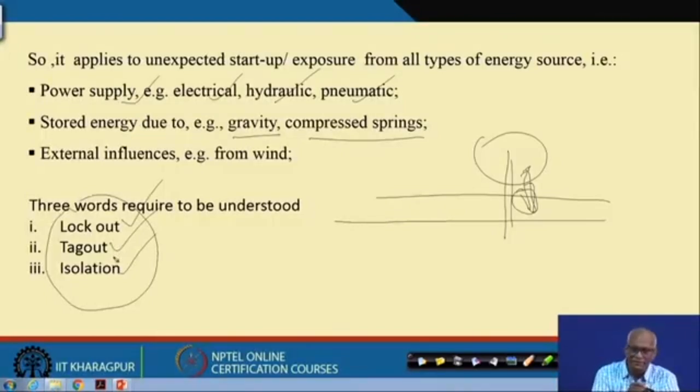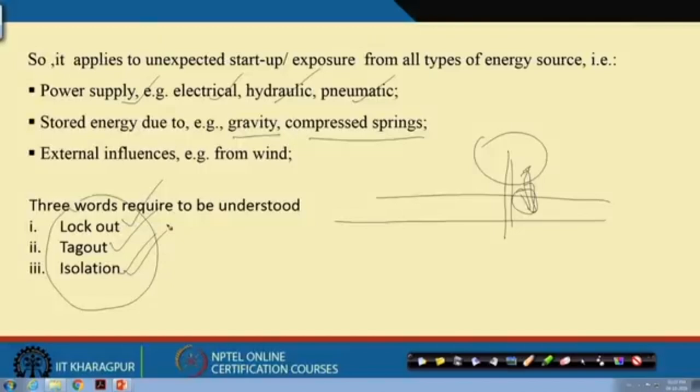First is lockout. Second is tagout. Third is isolation. Isolation is putting off and separating it. You have to put off the power and separate it. In no case should they join. In many cases, if you don't separate, there is a chance of them getting joined because of various conditions. So, isolation means you put off and separate. Then you put the lock. So, you put off, separate and put the lock. Nowhere can the energy come. That is called energy isolation.